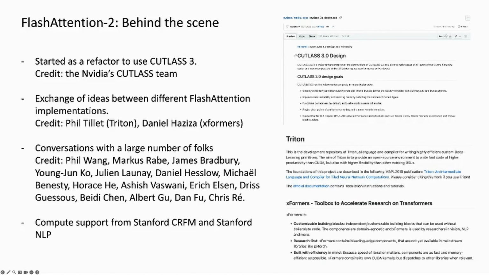Right. Yeah. So I think the PyTorch team has done a great job integrating it. In particular, Driss Guessous integrated it into PyTorch, or at least Flash Attention v1. For v2, we're doing a little more testing.